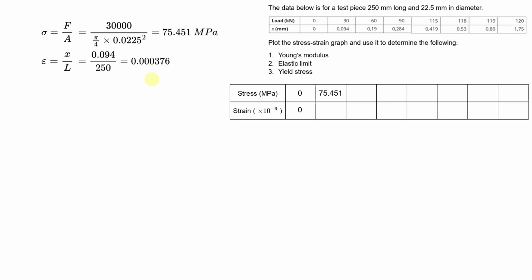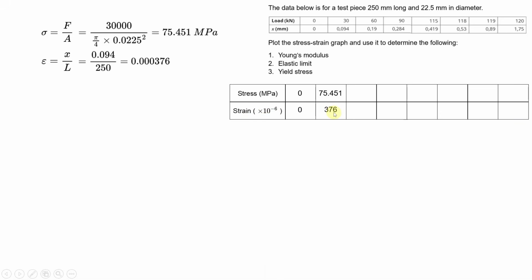That is why here, for my strains, I multiply every number by 10 to the minus 6 so that I can have big numbers here that will make it easier for me to plot. So for instance, instead of 0.00376, I wrote 376 here, but I did specify here that in this row for strain, every value must be multiplied by 10 to the minus 6.